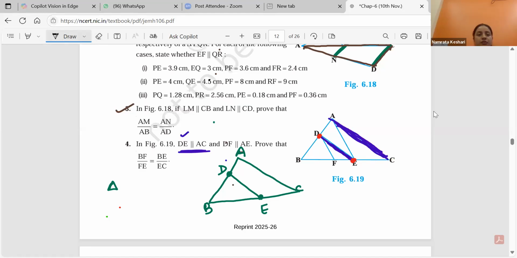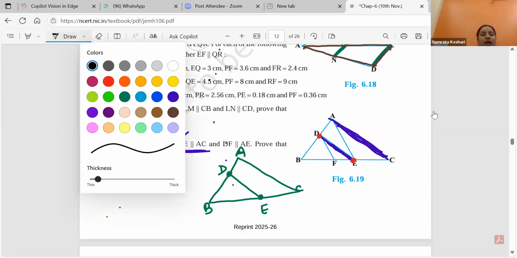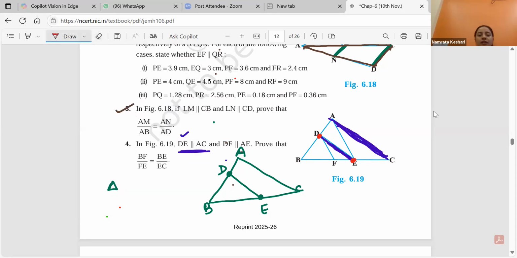Any confusion? No, ma'am. DE is parallel to AC. We identified the triangle properly. Now we will be writing the ratio. What ratio? Write the ratio. Ratio means AD to DB by CE to BE.